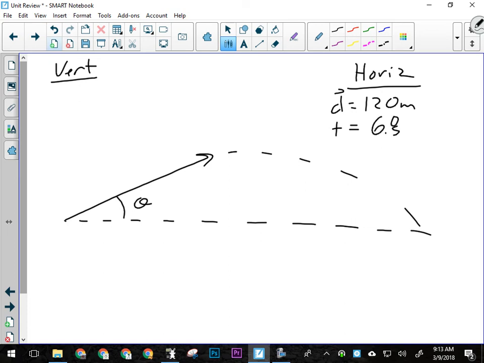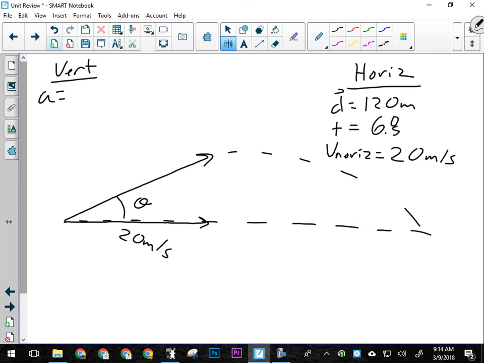Okay, so we'll say 6.0 seconds. That's all the information we're given. So if we have that information, what can we find right away? We can find V horizontal, right? That's just going to be D over T, so 120 over 6. Should be 20, right? So 20 meters per second is our horizontal velocity. So now we know this side of the triangle is 20 meters per second.